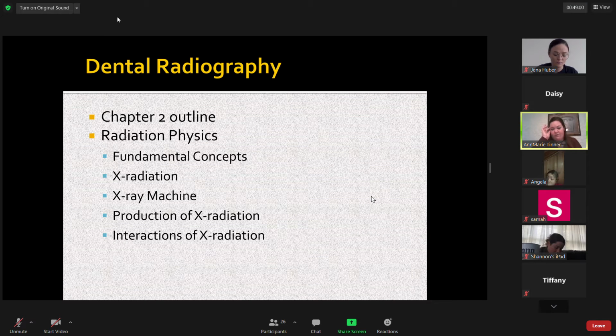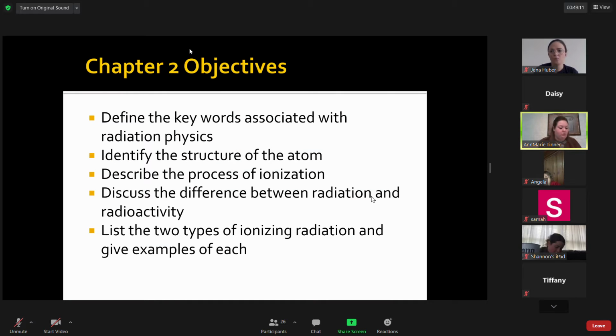Physics such as fundamental concepts, X-radiation, the X-ray machine in itself and all of the parts of it. Again, production of X-radiation and then the interactions. Here are your objectives.